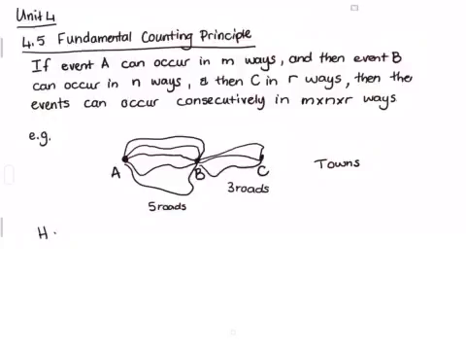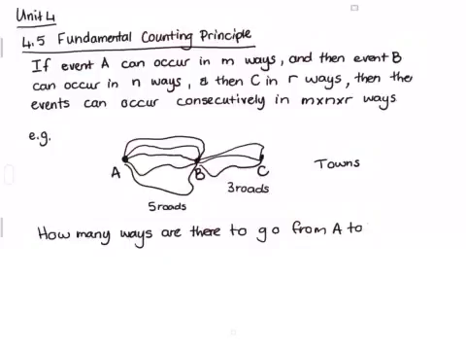And the question would then say, how many ways are there to go from A to B to C? In other words, you go to C, but you have to first go to B. Then you simply use this principle.